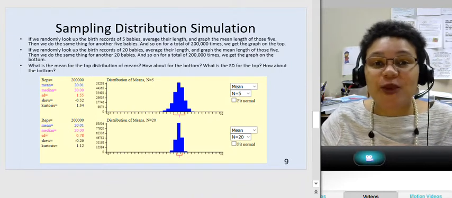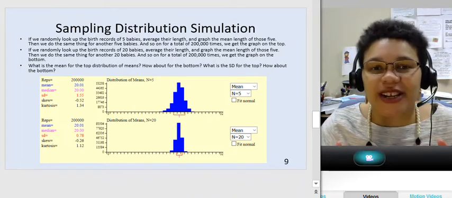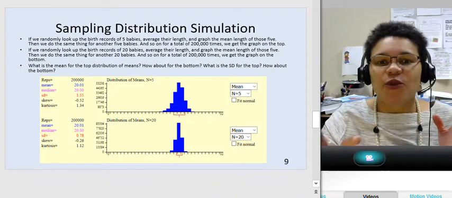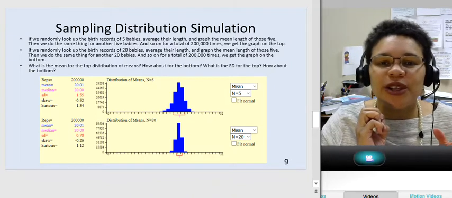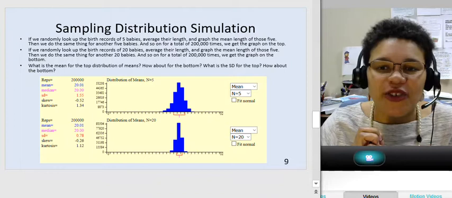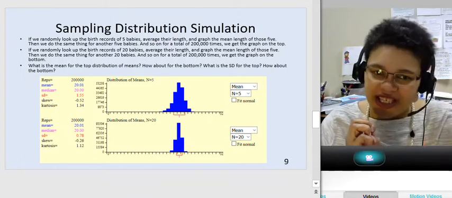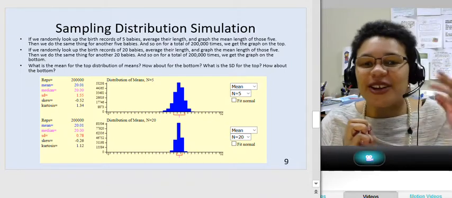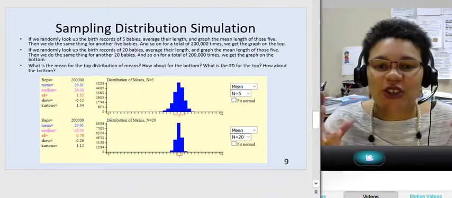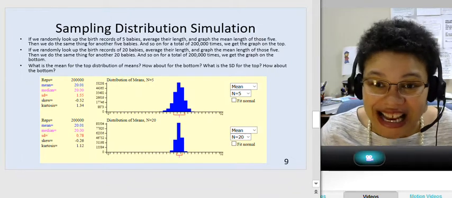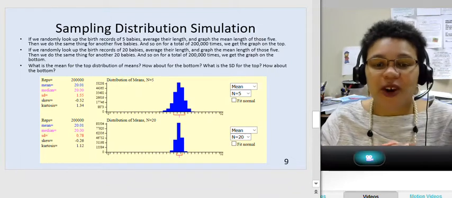Let's do the same thing with 20 birth records at a time. We randomly look up the birth records of 20 babies, average their length, and graph the mean length of those. You should say 20. Then we do the same thing for another 20 babies, and so on for 200,000 times. We get the graph on the bottom.